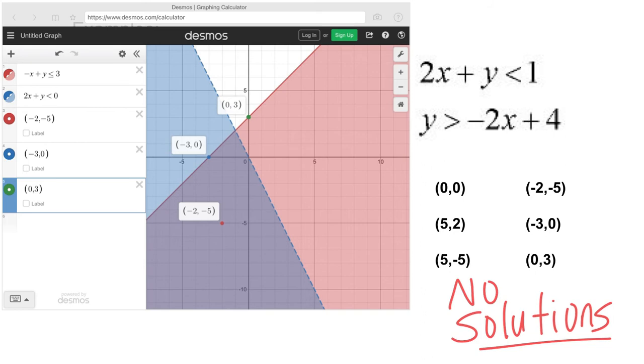So if you see something like that where they shade on opposite sides and the solution sets never touch, then you know you're going to have a situation of no solution.